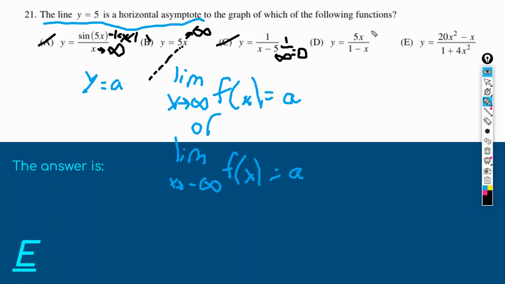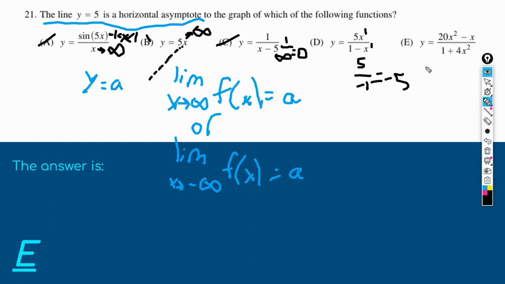Now, D, y equals 5x over 1 minus x. In this case, these functions are going to be expanding with the same degree. There's a first degree term here and a first degree term here. So the way to determine the limit as x goes to infinity is to take the coefficients of these two highest degree terms, in this case 5 and negative 1, and divide them, which means we get negative 5. So y equals negative 5 is the asymptote, which in this case would not be correct.